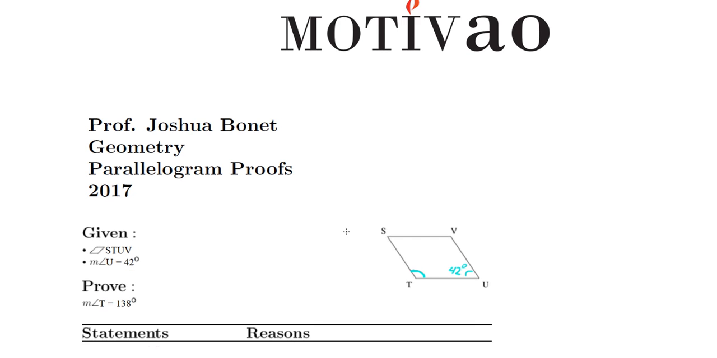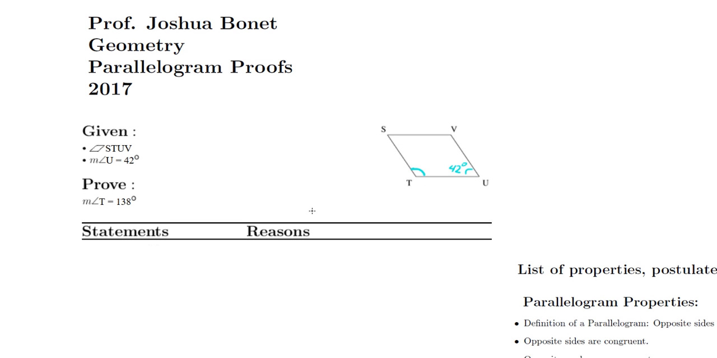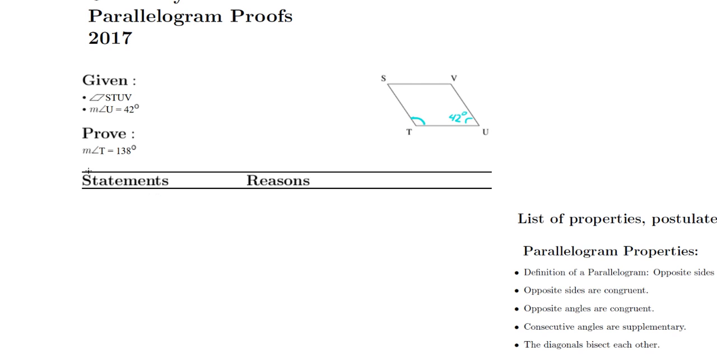So let's start with our statements. We have our list of property on the right that we're going to use, and then we have our statements that we're going to start with. So the first one that you start with is the fact, you guessed it, STUV is a parallelogram. So we're going to draw this. STUV is a parallelogram, and that's a given. Okay, that's our hypothesis.